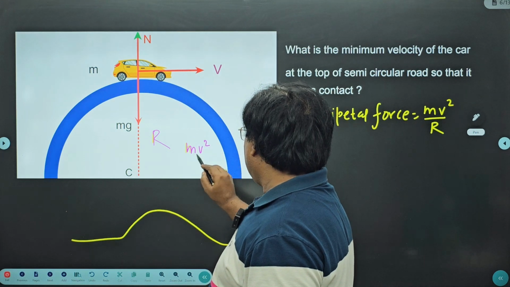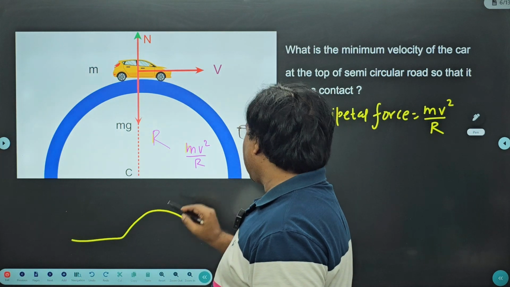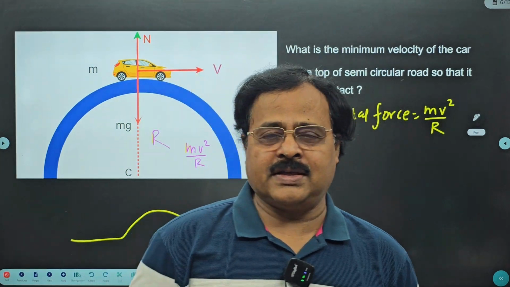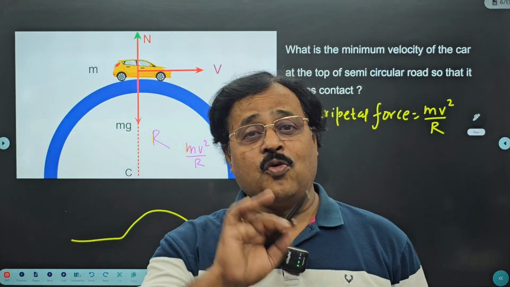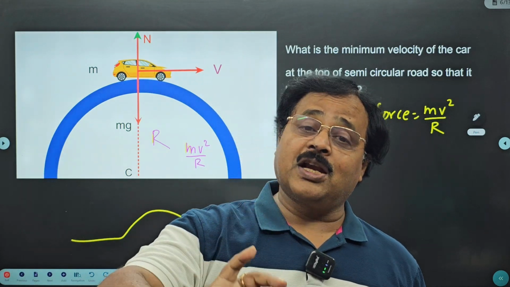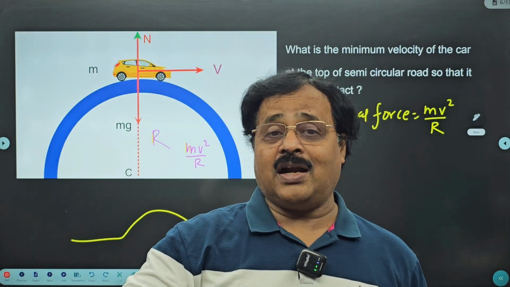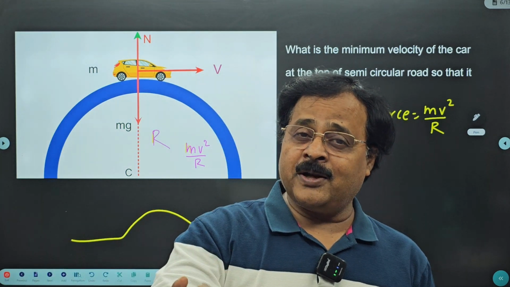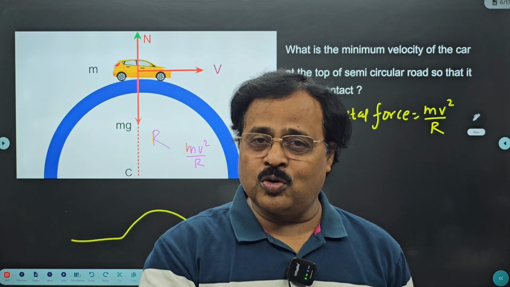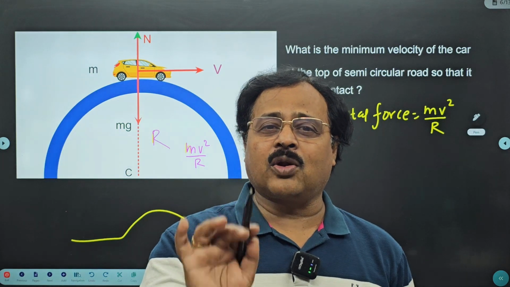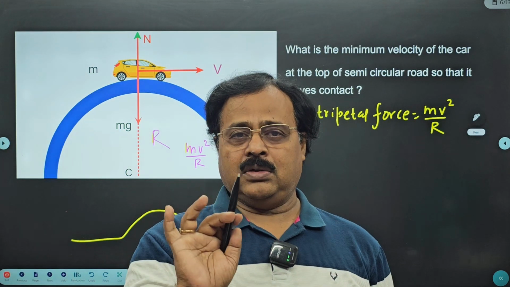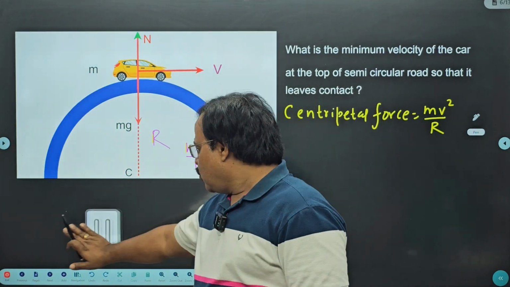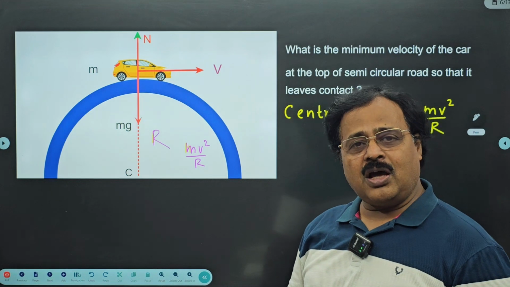But although the formula for centripetal force is mv square by r, it has to be provided by some agency. What is that agency which provides the necessary centripetal force in order that a body moves in a circular path? Again, I am repeating my statement: without centripetal force, a body cannot rotate in a circular path. Okay, my dear students? Now, we have to find a force which is going toward the center of the circular path.